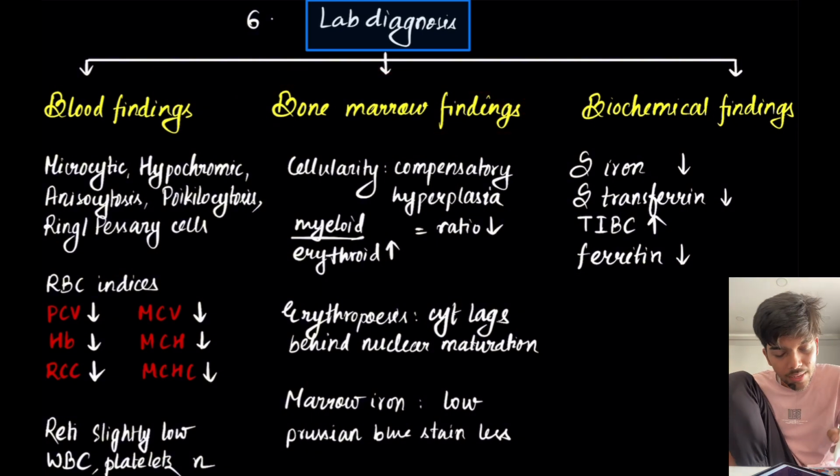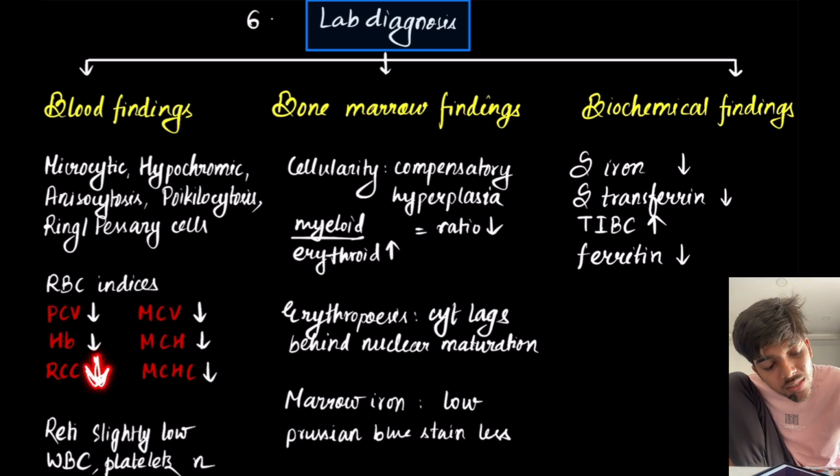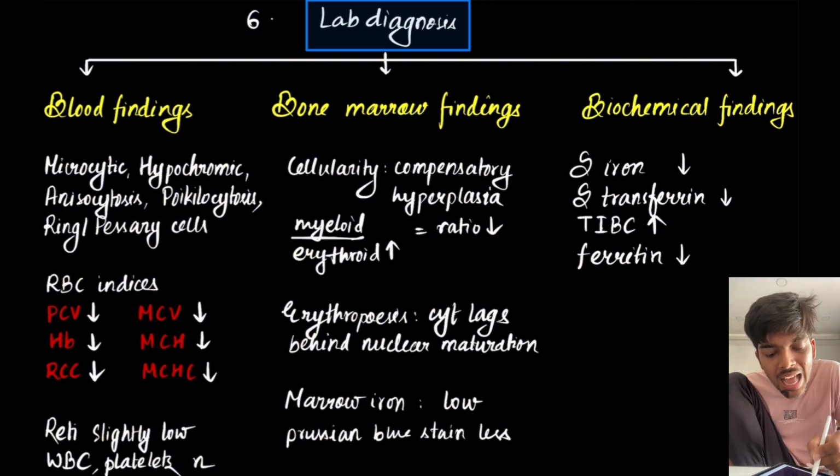Then there is bone marrow finding. In bone marrow finding, first cellularity. See, the production of RBC has decreased. The number of RBC has decreased. So to compensate for the decrease in production of RBC, hyperplasia takes place in the bone marrow.